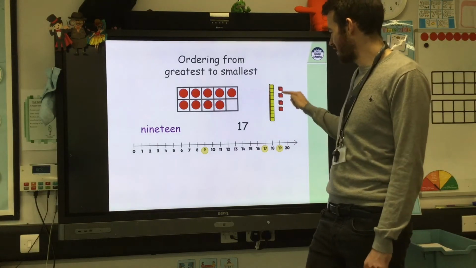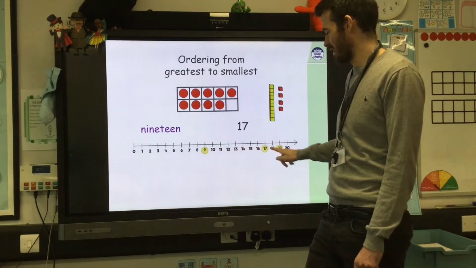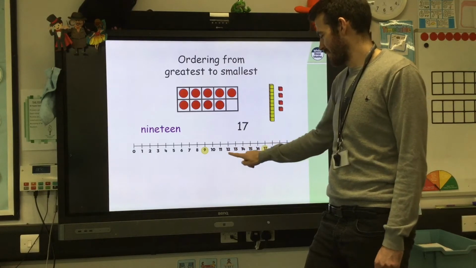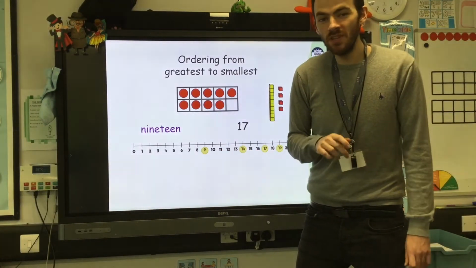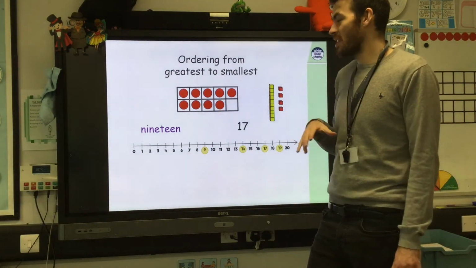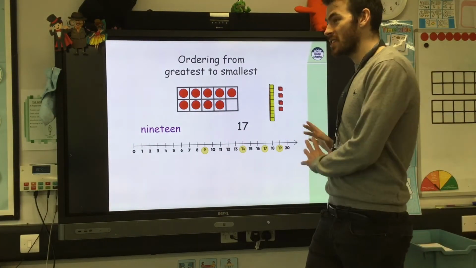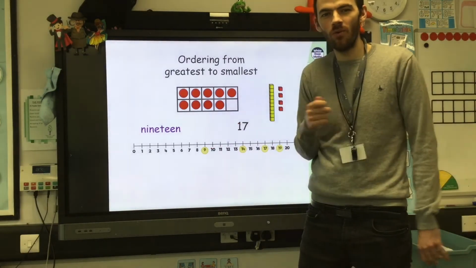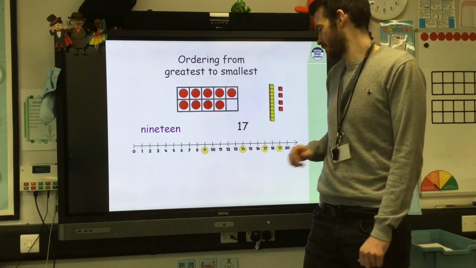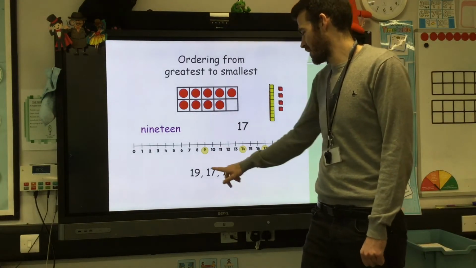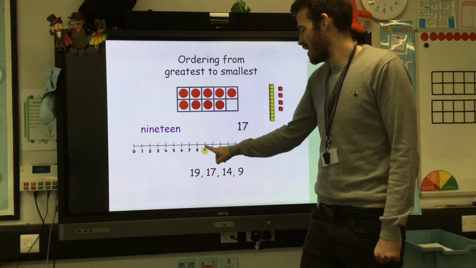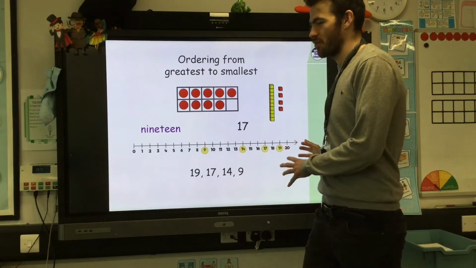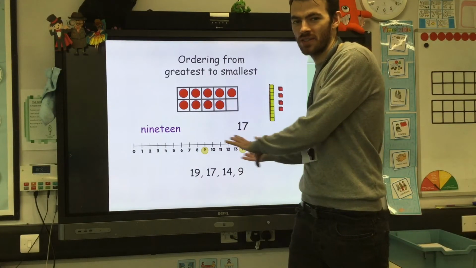And finally the base 10. We have 1 ten and 4 ones. Can you find where that goes? There we go, 14. Now I want you to pause the video again and tell your grown-up the order from the greatest to the smallest. What order do the numbers go in? So we go from 19, 17, 14, and then 9, because we go from greatest to smallest, the numbers, we're going down the number line.